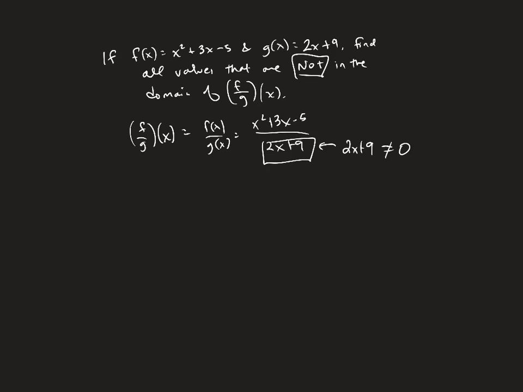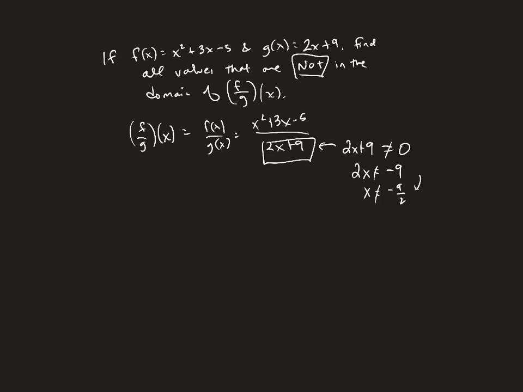So what you do then is you take that denominator, set it not equal to 0, and then solve for x. So here, the domain would not include negative 9/2.